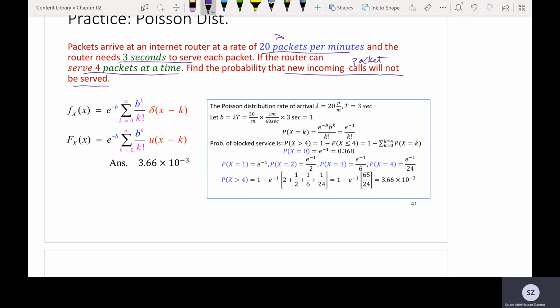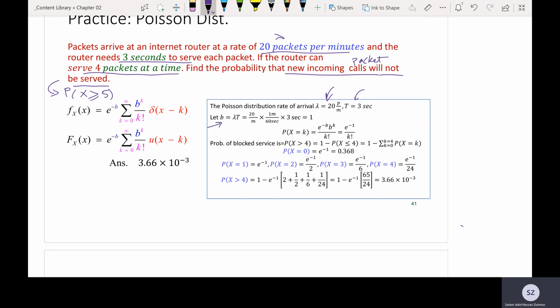Probability that x is larger than, strictly larger than, what? Or larger than or equal to? So this is basically what we are looking for. In order to find this, we first need the setup of the problem. So lambda equals 20 packets per minute and the time is 3 seconds. You need to change either seconds or minutes; it doesn't matter. Change one of them and convert the rest.